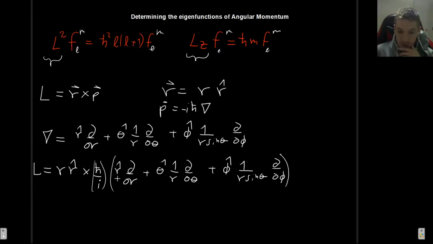Okay, so now we want to do this cross product. We can leave the h bar over i in front. And, well, let's see, the cross product between r hat and r hat is going to be 0. They are parallel vectors, so the cross product is 0. Then we have r hat cross theta hat. Now, I hope you remember how these cross products go. If not, maybe I'll just do a quick reminder.